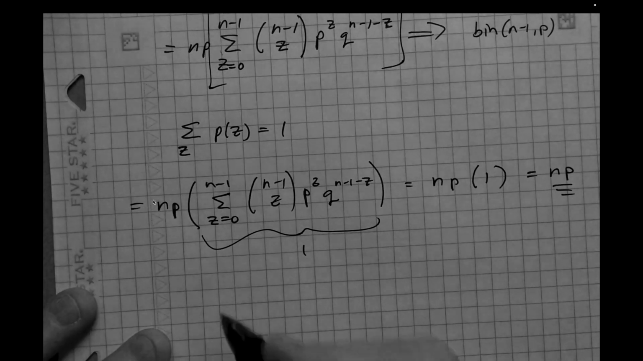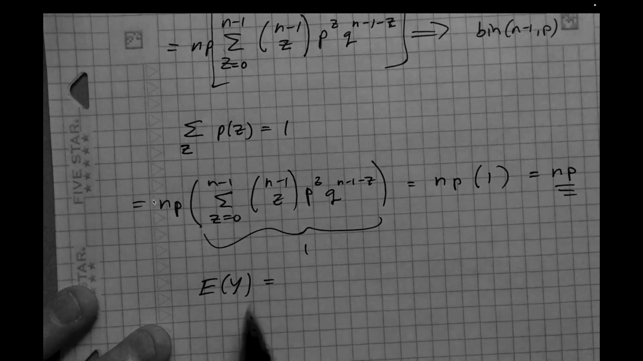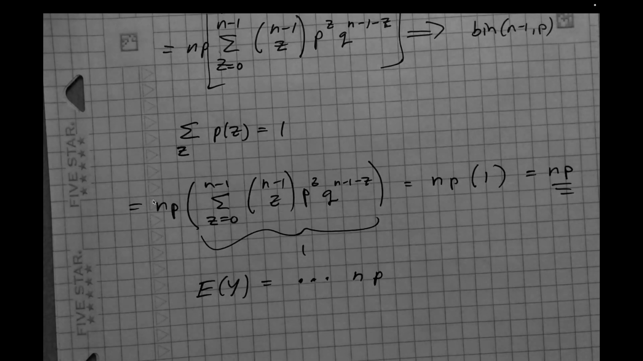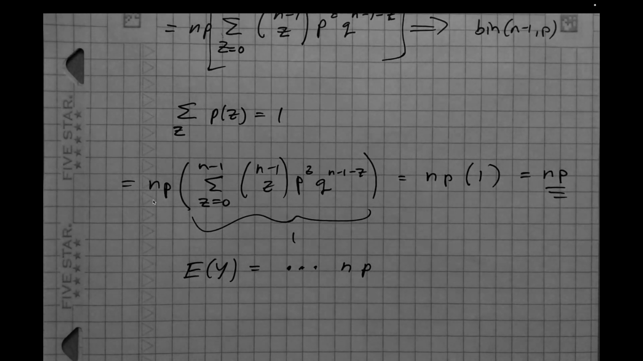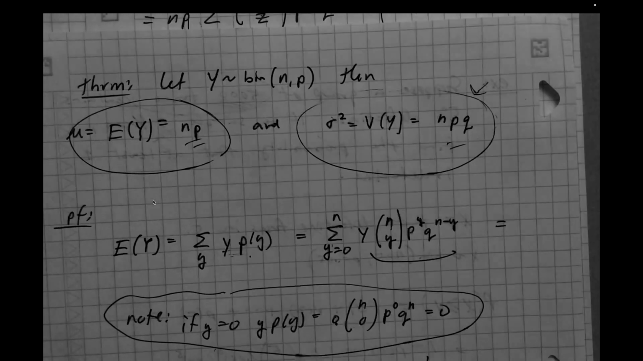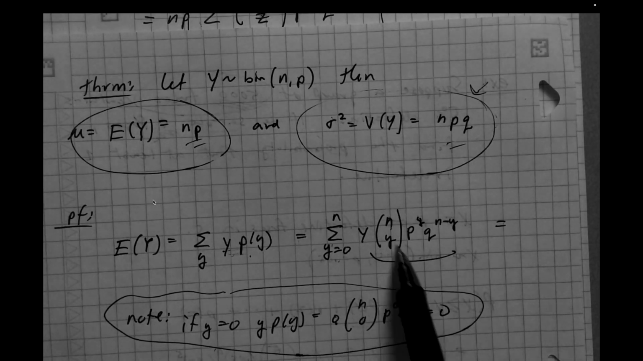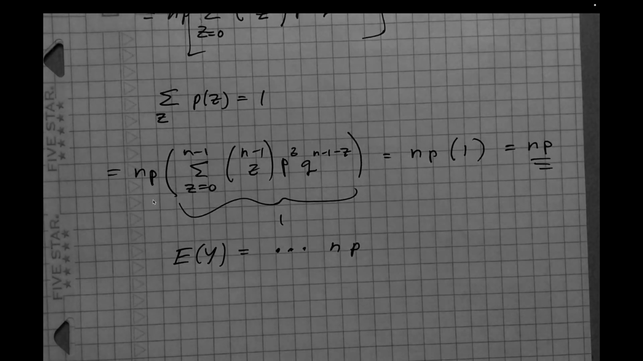Remember, we started by saying the expected value of y, and then we did a bunch of stuff, and now we see that that's equal to n times p. So it's a little bit of a tricky derivation, but it really is just: write out the definition of the expected value, then substitute in your probability function, and then do some work on it.